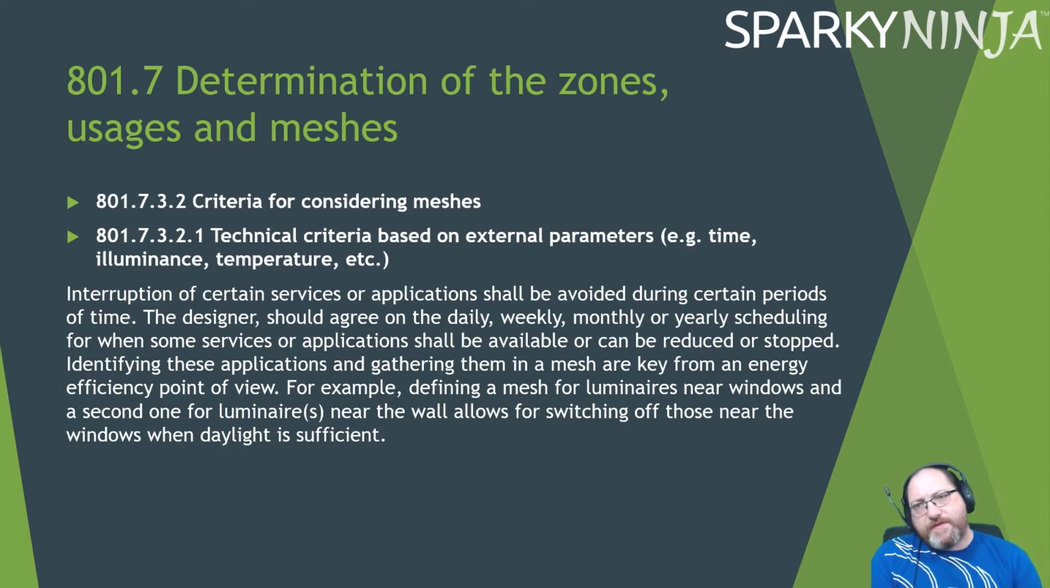Criteria for considering meshes. Technical criteria based on external parameters such as time, illuminance, temperature. Interruption of certain services or applications shall be avoided during certain periods of time. The designer should agree on a daily, weekly, monthly or yearly scheduling for when some services or applications shall be available or can be reduced or stopped. Identifying these applications and gathering them in a mesh are key from an energy efficiency point of view. For example, defining a mesh for luminaires near windows and a second one for luminaires near the walls allows for switching off those near the windows when daylight is sufficient. Yep.